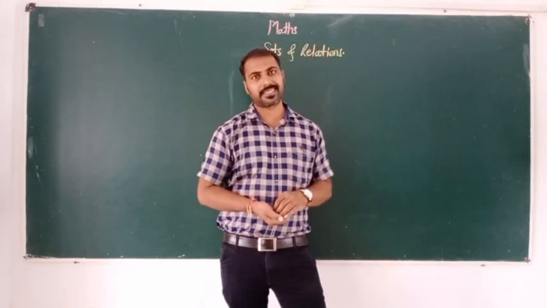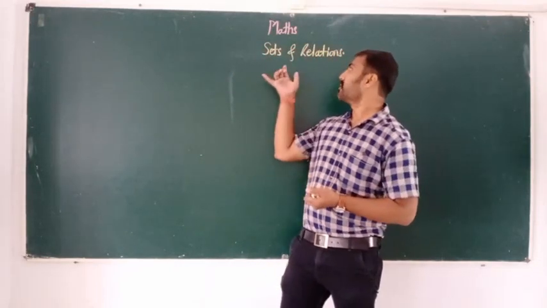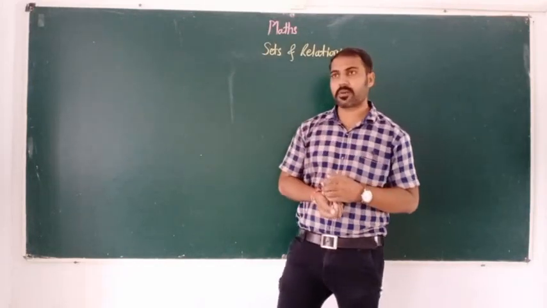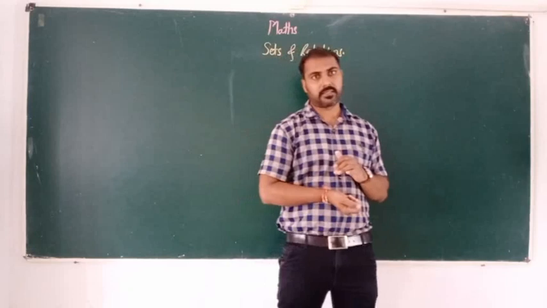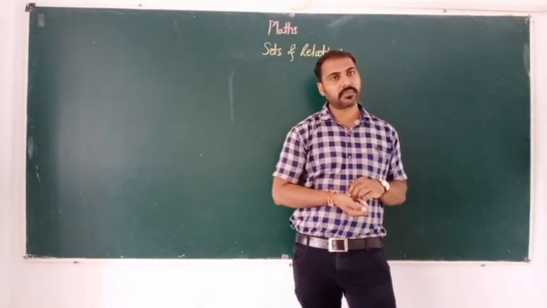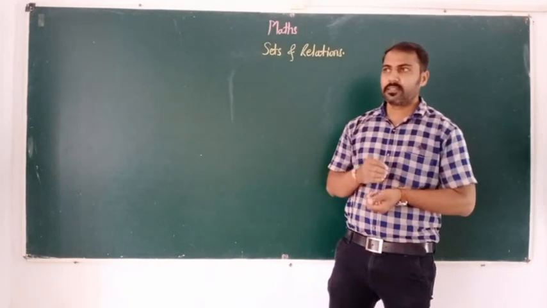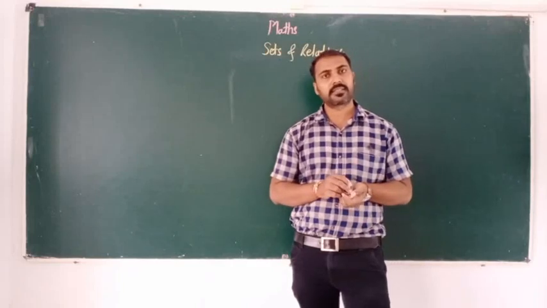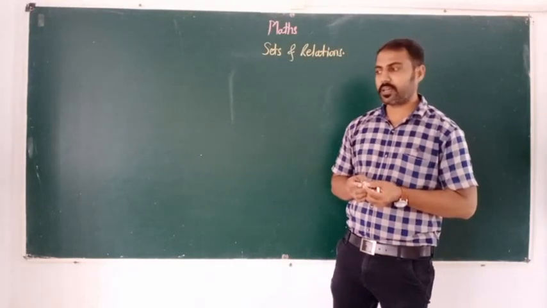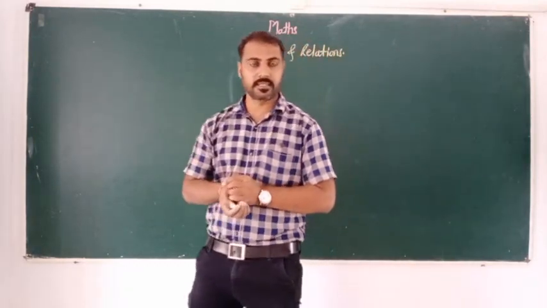During our last lecture, we started our new chapter, Sets and Relations. In the previous video, we learned how to represent a set. There are two types of representations of sets. First one is the set builder method, second one is the roster method. And we have also studied different types of sets. Today we are going to solve some examples from our exercise.